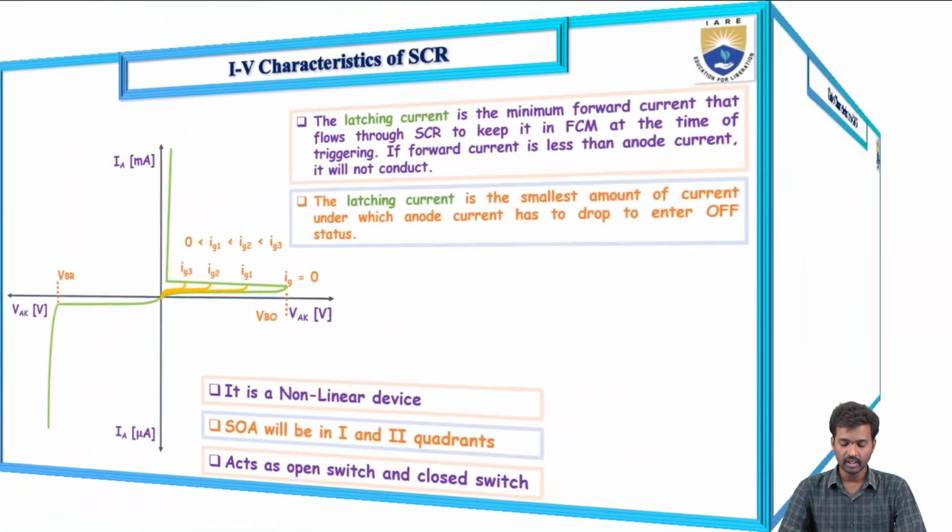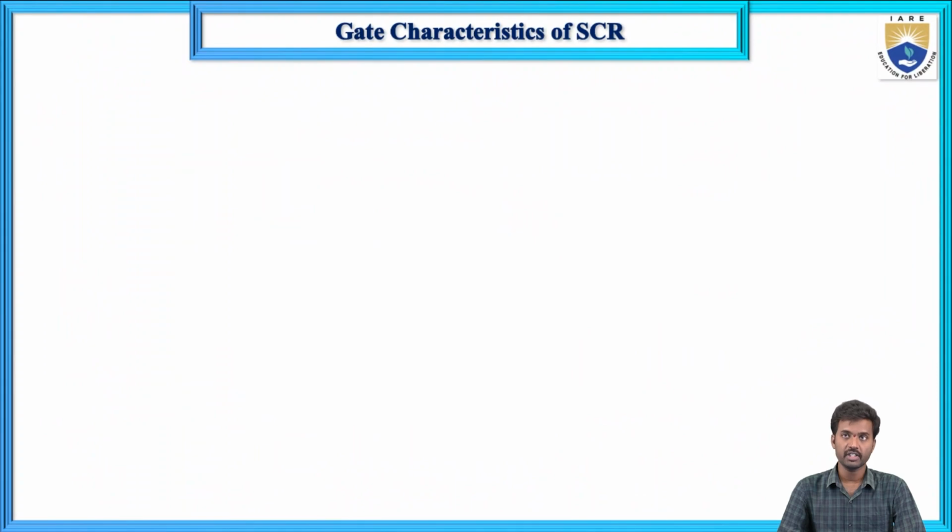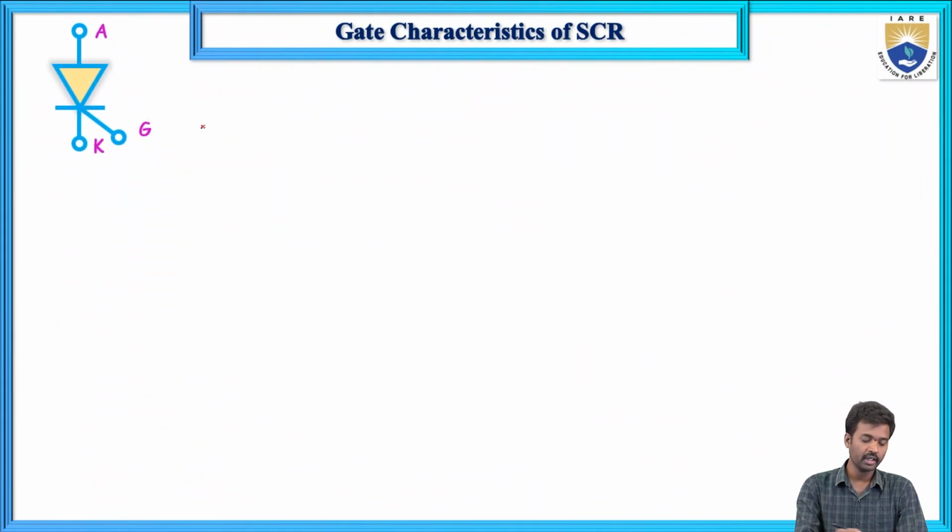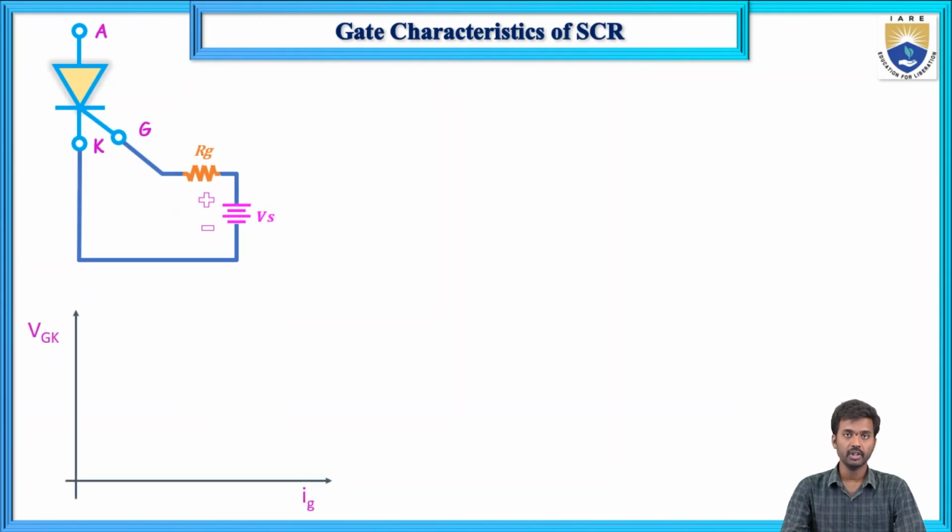Next, the gate characteristics of the SCR. Here we have the anode, cathode and gate. We need to give some protection to the gate, so the gate current and gate voltage must be within specified limits. We will see that. These gate characteristics are drawn between the gate current IG and the gate voltage VG.